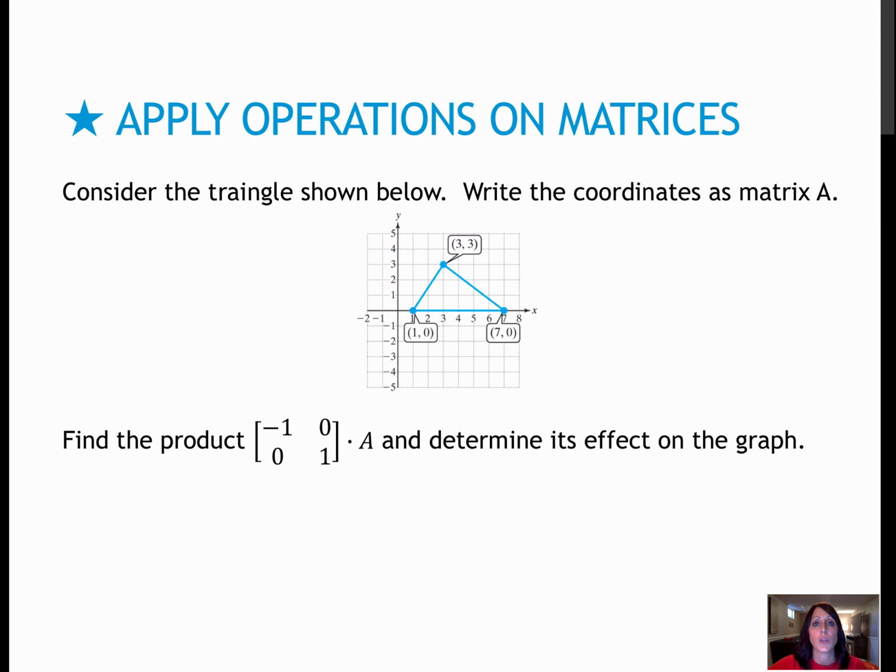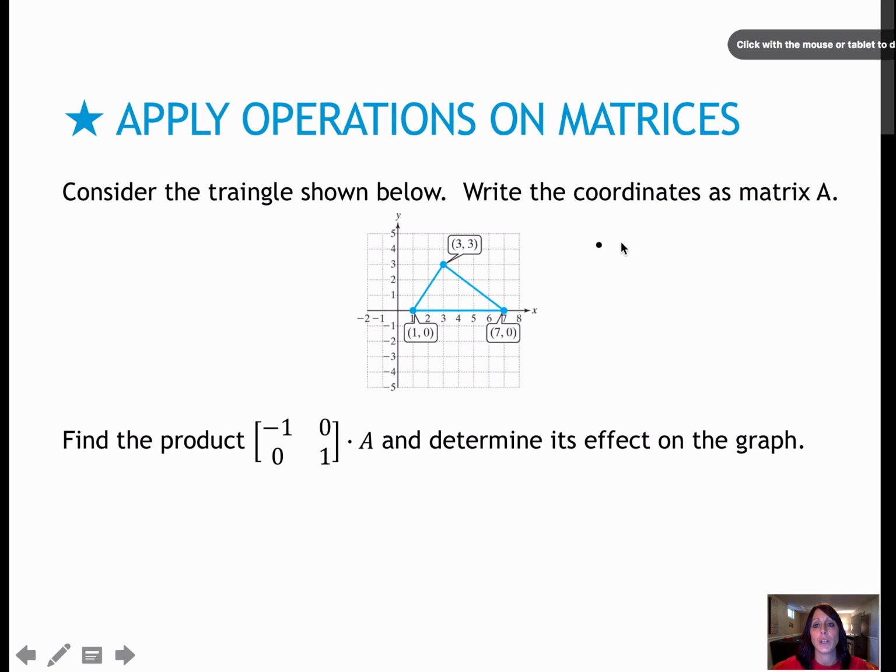Here is an application question for you to try, one we haven't done before. So we have the triangle. We're going to write the coordinates as matrix A, and then you're going to find the product of [-1, 0; 0, 1] times A and determine what that would do to the graph. Press play once you've done the question to check your work.